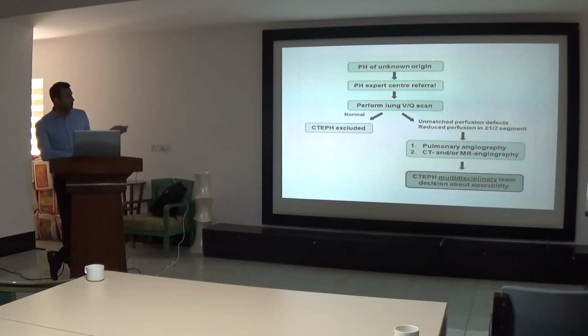After referring, if there is PH of unknown origin, then we perform a lung VQ scan. If it is normal, then CTEPH is excluded. And if there is an unmatched or mismatched defect, then go for pulmonary angiography, or CT or MRI angiography. Then the workup of CTEPH is complete.